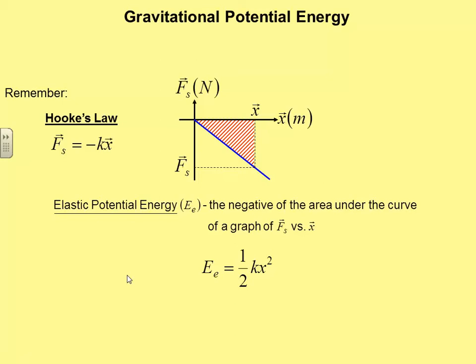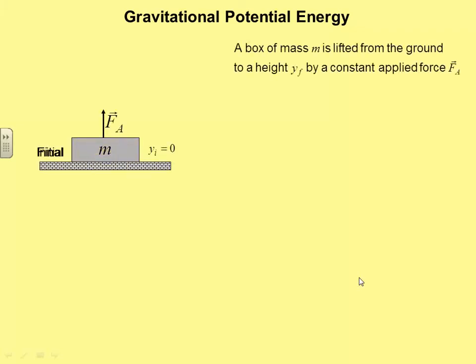And so that was kind of our thought process. We did a lab to figure out how the force was related to the elongation. We graphed it, we defined something on the graph to be the elastic potential energy, and then we did the math to see what equation we could get. So this is exactly what we're going to do for gravitational potential energy.